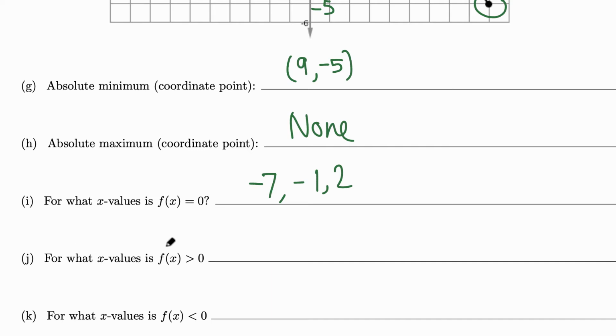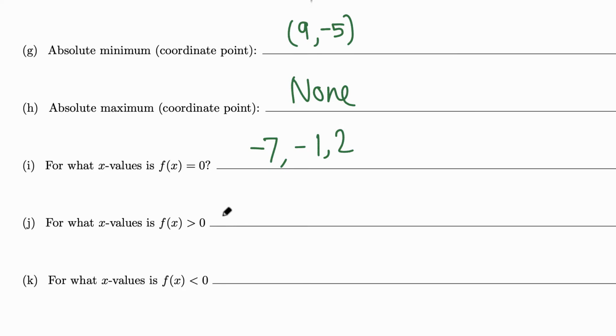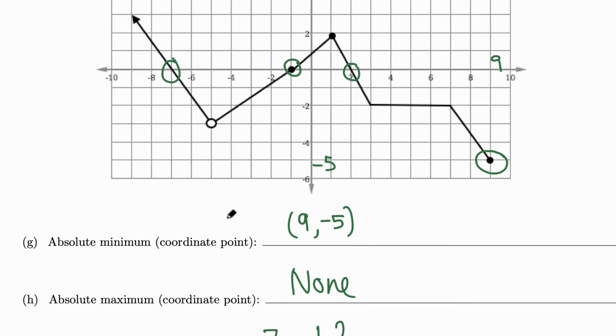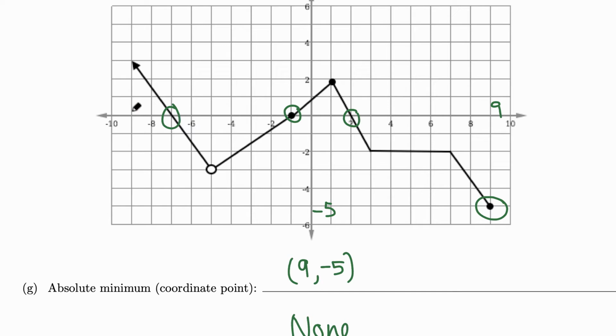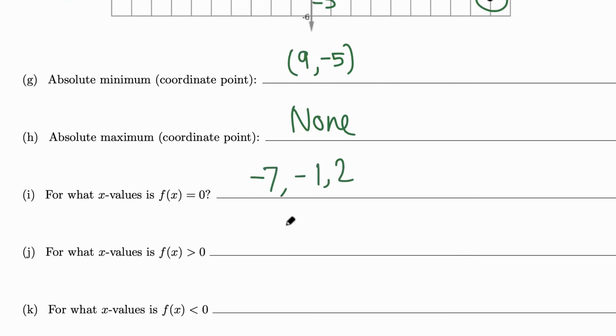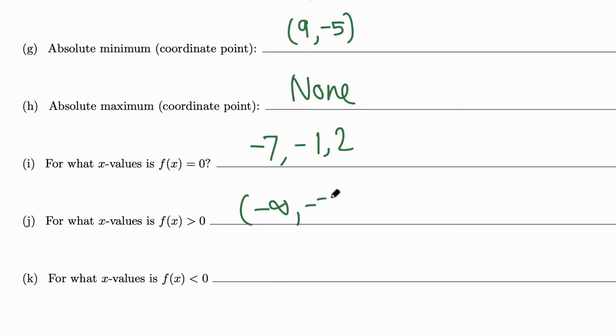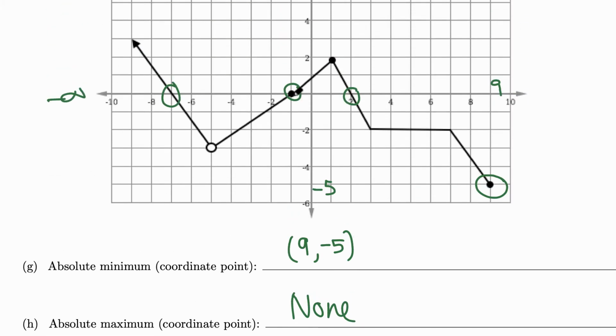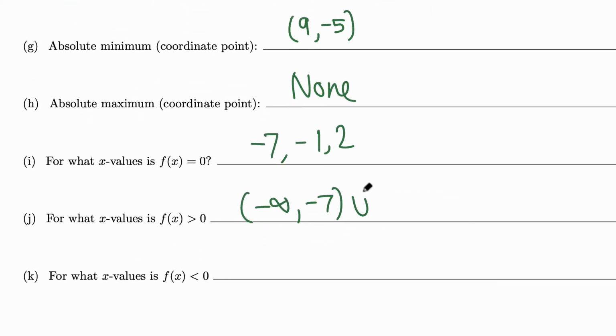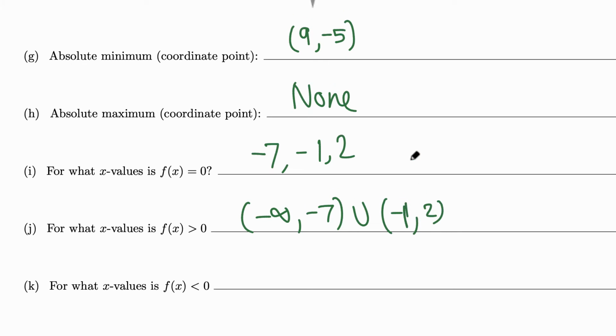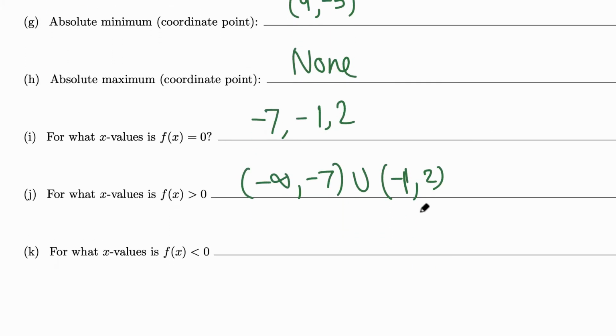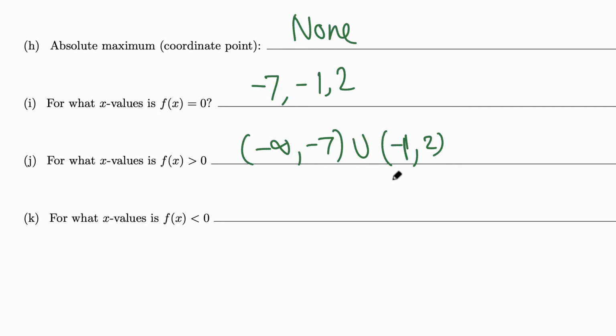For what values the function is positive? Fx bigger than 0 means the graph is above the x-axis. So here, look at this part, all the way to, because 0 means all the way to -7, then here to here, so this is -1 through 2, okay, then that's it. So we answer in open intervals.